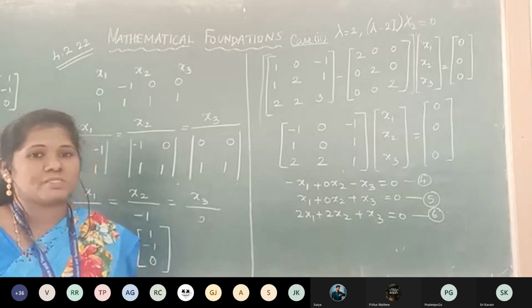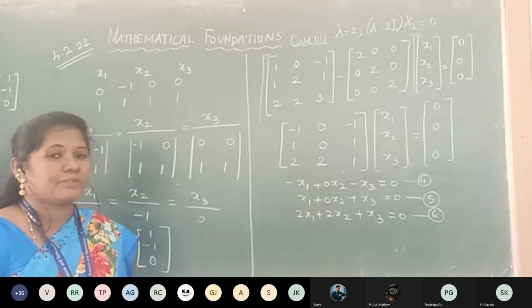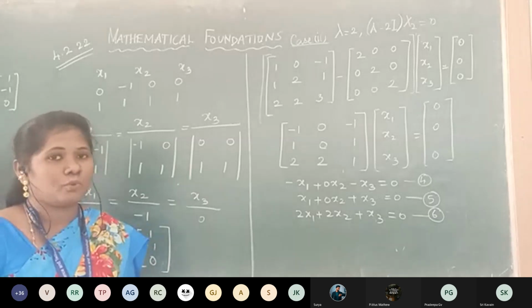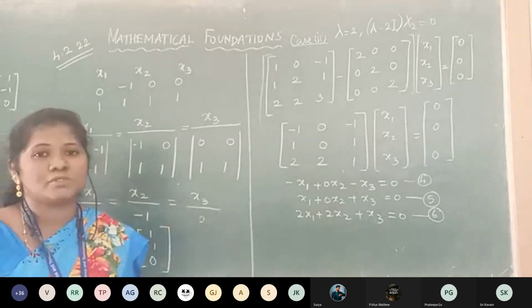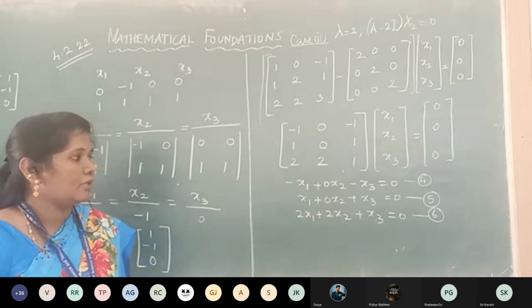We've got three equations here. See, are all the three equations different or the same? If it is the same, don't take that equation for finding out your x1, x2, x3 because it will become 0. Okay, so what you have to do is you have to see.